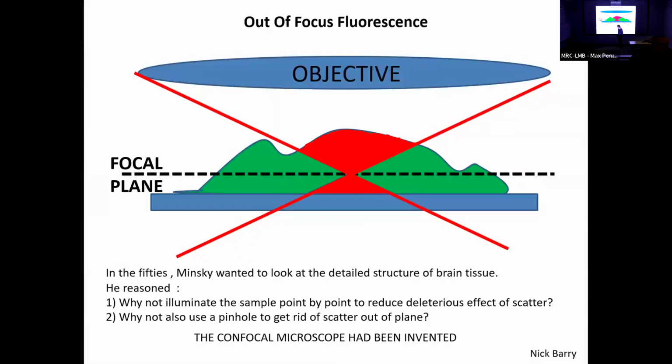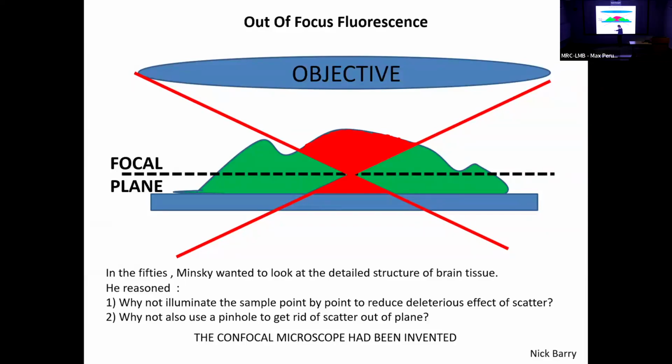So he wasn't particularly a microscopist per se. He was much more interested in this object, this problem. How does the brain work? But he thought about this whole problem because basically in brain slices, out of focus fluorescence was obscuring all the detail that he wanted to find.